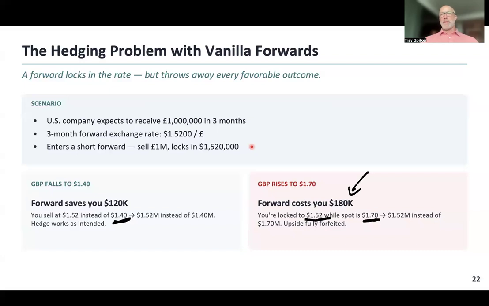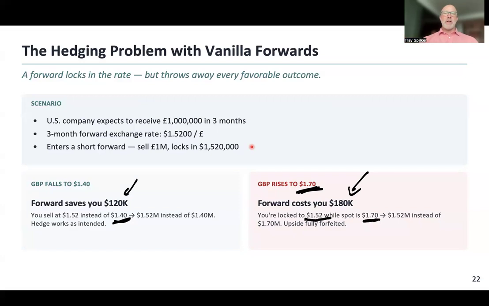Now, of course, it would work in our favor if the British pound did decline to say 1.4, right? It could only buy $1.40 per British pound. Then we would have saved some money. But the biggest issue is that we don't get to participate on the upside. We're giving up that $180,000 windfall if the British pound strengthens over that time period.